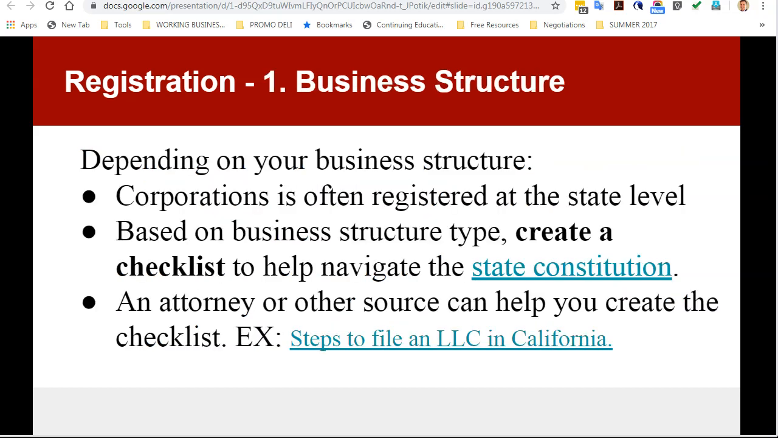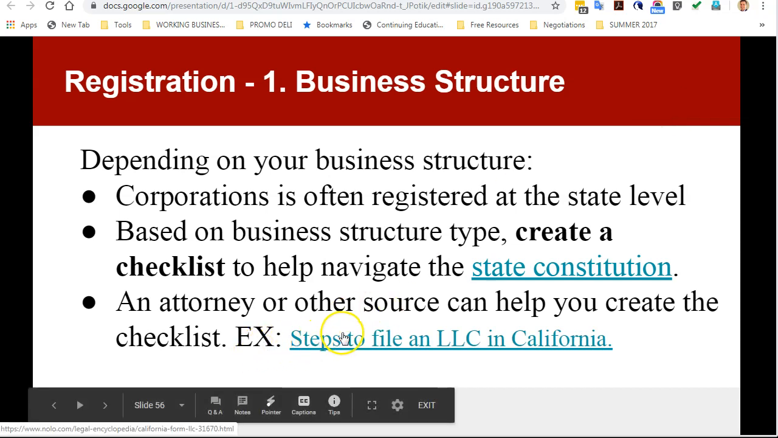Registration. Depending on your business structure, corporations are often registered at the state level, and based on your business structure type, you would want to create a checklist to help navigate the state requirements. The state would dictate how you're going to get your business set up and what rules and regulations you have to follow. An attorney can often help you create the checklist, but you can also use Google or the internet to help you.